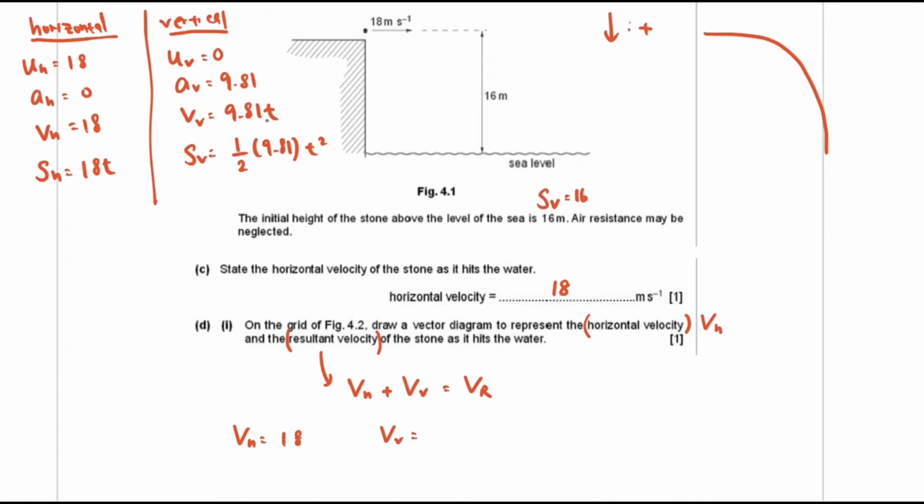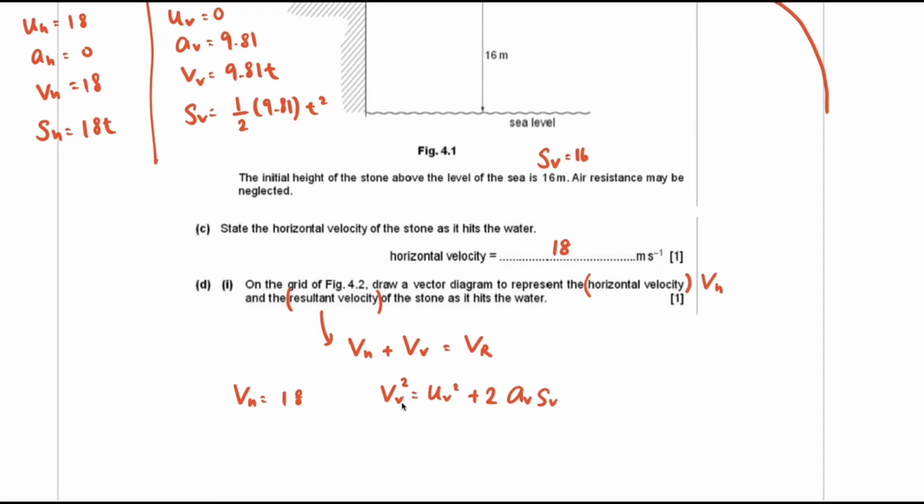We have v equals 9.81 times t. But we don't know t, so we can't use this now. We use another formula. If you don't know t, v squared equals u squared plus 2as, everything in the vertical component. So we use this formula to find v. Okay, so we substitute.